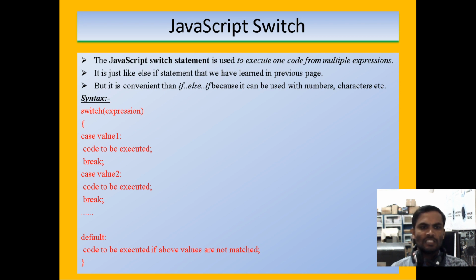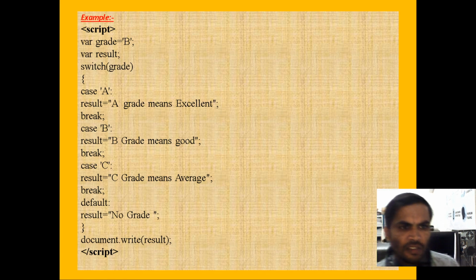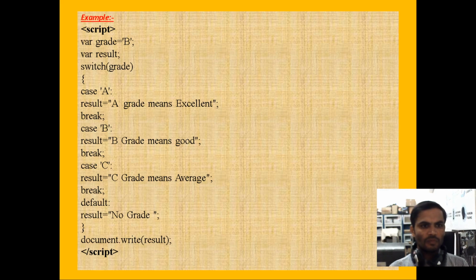because it can be used with numbers or characters. Now if you are taking the switch, it is similar to C programming, only the syntax will be there: switch, then expression, case value 1, then code to be executed, then break. Now if you are taking an example under the switch, we took grades, A grade or B grade. Suppose you are taking the variables, now for your understanding purpose I am going to the notepad.